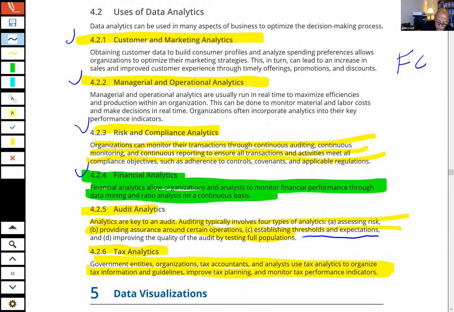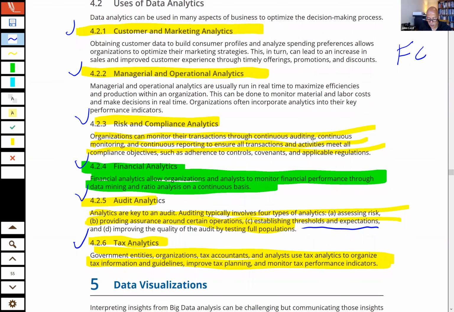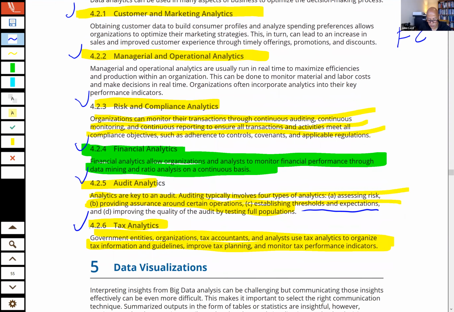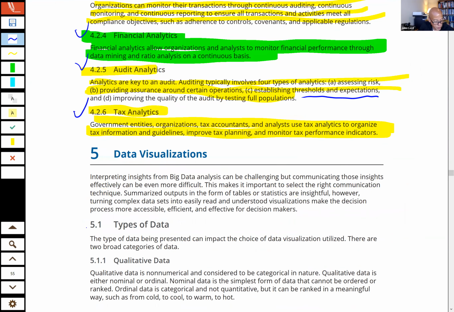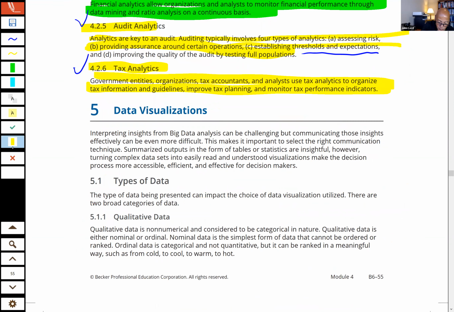Really, all I want you to do there is flashcard the high-level headings, and if you need to, give yourself a couple little words to remember what some of those meant and move on from that. Okay. Good. Data visualizations. How are we going to present the data?